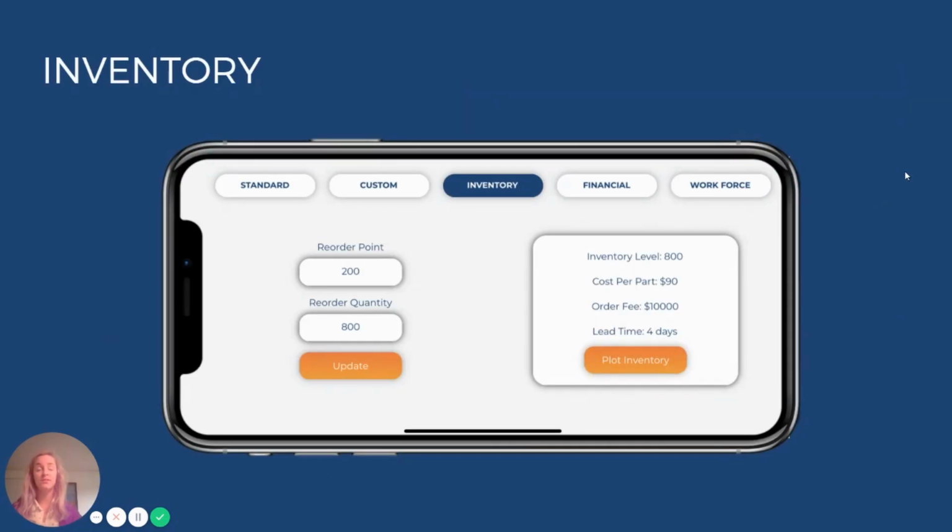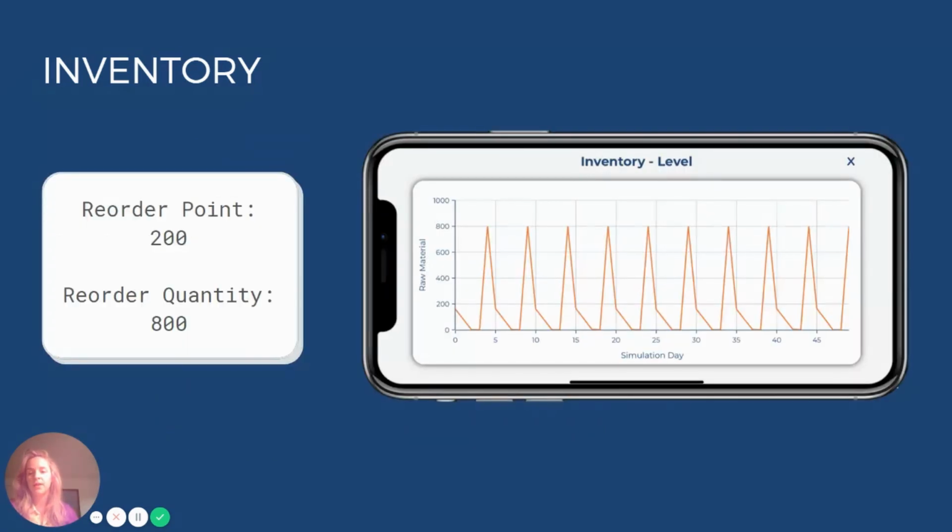Raw material inventory is vital to your company. It's important to always have a healthy level of raw material on hand so that your production can work to its fullest capacity. On the right-hand side of the screen, you can see how much inventory you currently have, as indicated by inventory level, the cost per part, the price of placing an order, and what the lead or delivery time is for an order once it has been placed.